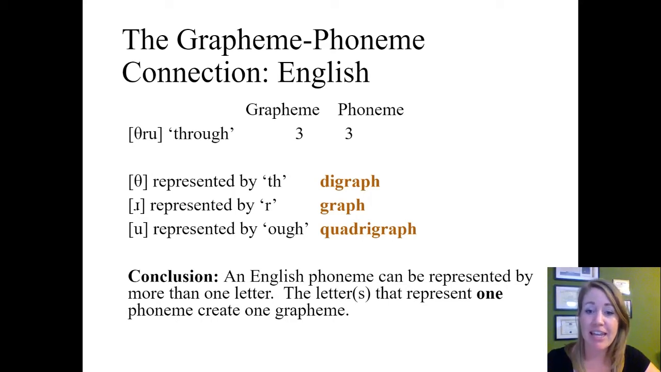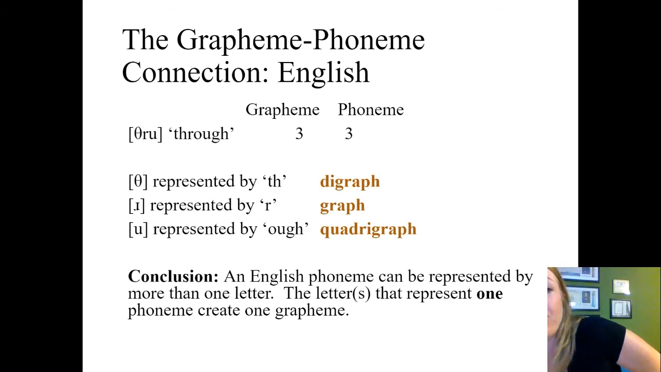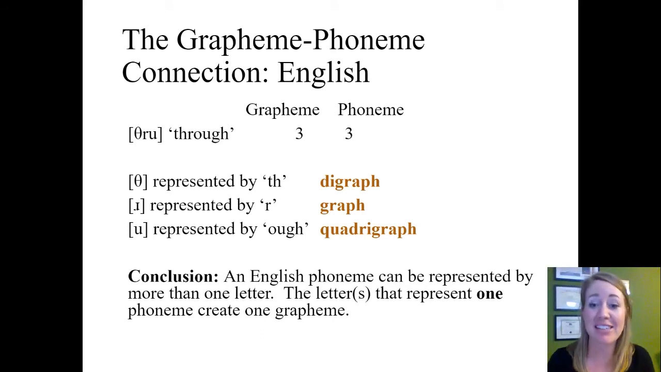Okay. An English phoneme can be represented by more than 1 letter. Okay, it's not 1 letter, 1 sound, right? The letters that represent one phoneme can create a grapheme. So even if it's 2 letters that make you produce the sound, then that's a digraph. That is a grapheme. Again, I've highlighted the word 1 phoneme, and there's a reason, because there's a couple tricky words in English we'll get up to in a second. But this is the basic premise of it, and this is what you need to know. And even though we have some anomalies in English, it doesn't matter. You just need to know how sound connects to letters.